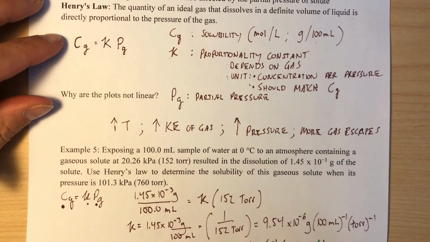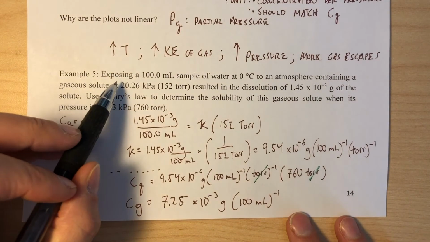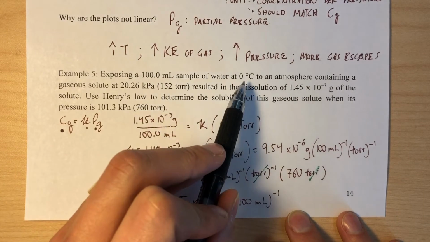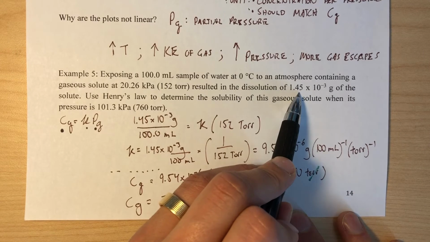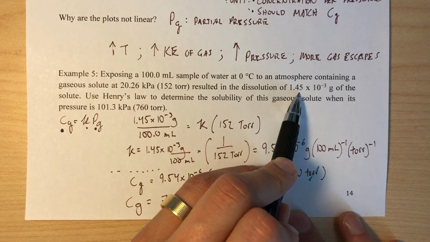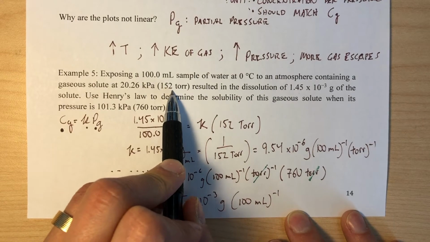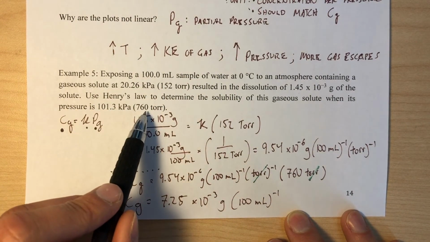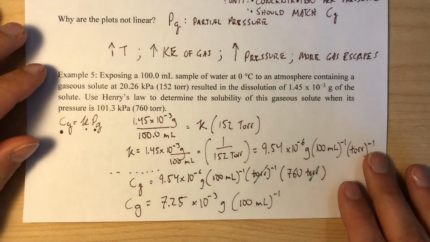So let's look at an example using Henry's law. If you have 100 milliliters of water at 0 degrees Celsius and you're able to dissolve 1.45 times 10 to the negative 3 grams of solute at 152 torr, we can then use those conditions to figure out what the solubility of the gaseous solute is at 760 torr. So let's figure that out in a two-step process.